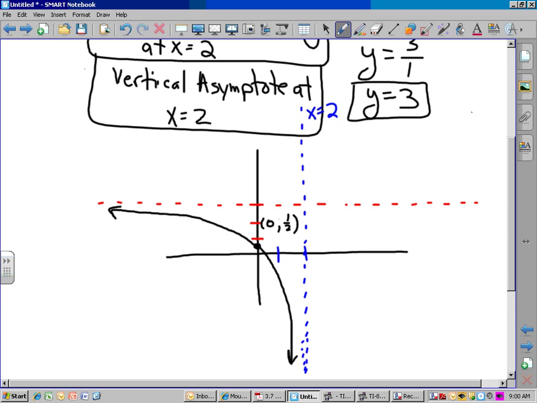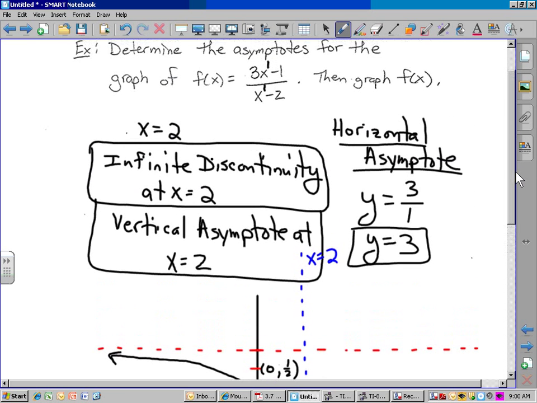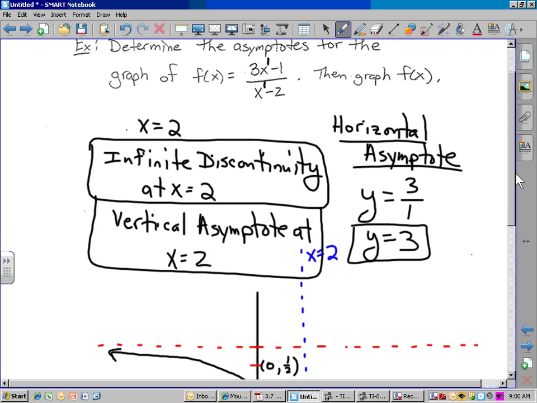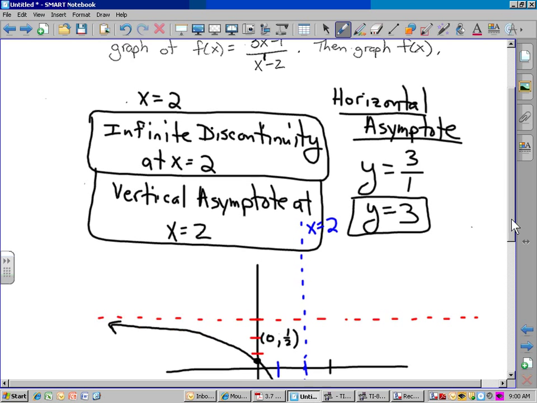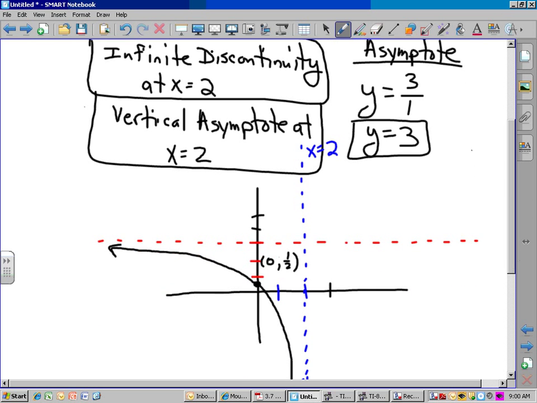All right, let's check an x value out here, say 3. What's happening at 3? Well, if we plug in 3 up here, we get 3 times 3, which is 9, minus 1, which is 8. And 3 minus 2 is 1, so 8 over 1 would be 8. So (3, 8) would be a point on the graph. Again, the graph must get closer and closer to the two asymptotes. Let's confirm.